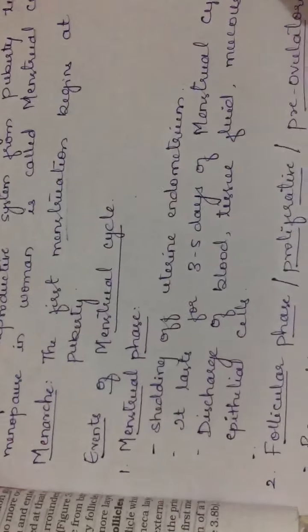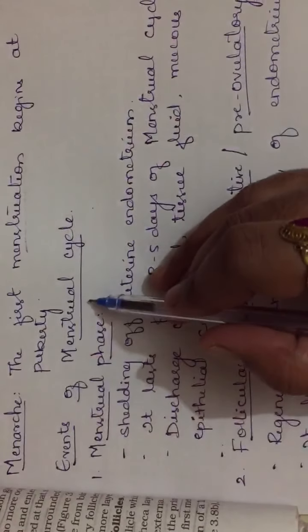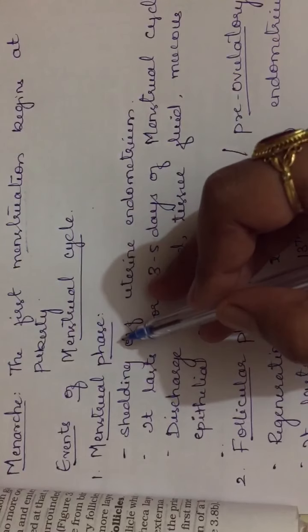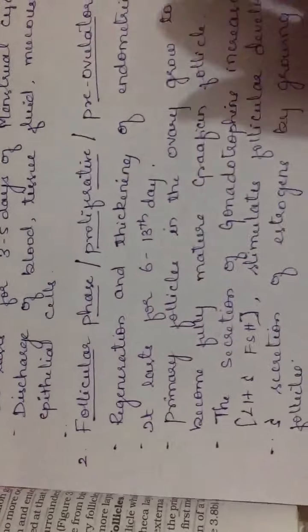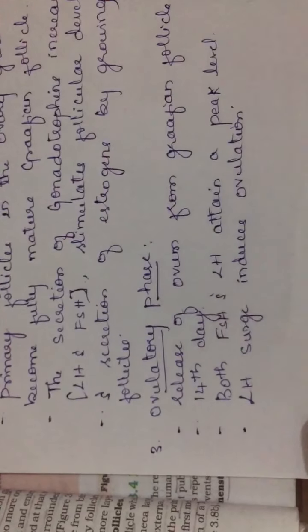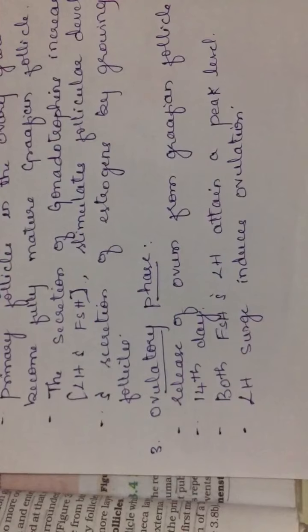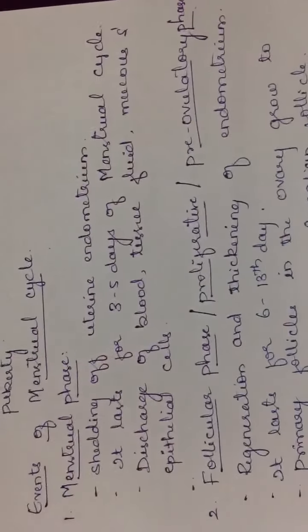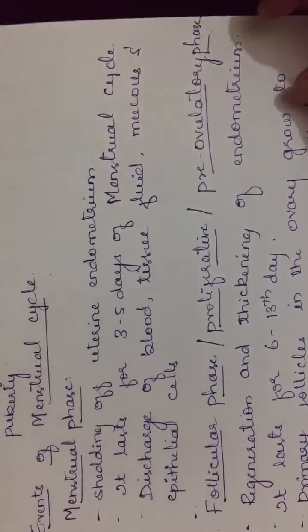Now, here we have the events of the menstrual cycle. We include 4 events. First one is the menstrual phase. Second one is the follicular phase. Third one is the ovulatory phase. Fourth one is the post-ovulatory phase or luteal phase. I shall discuss each one in detail just now. Okay, we shall start with the menstrual phase.